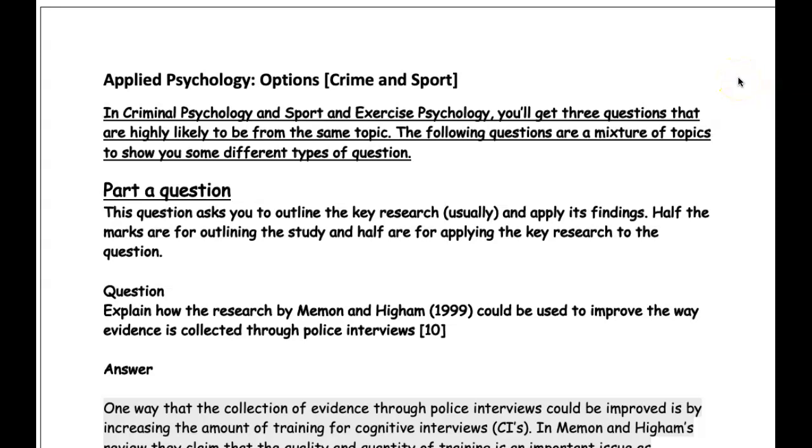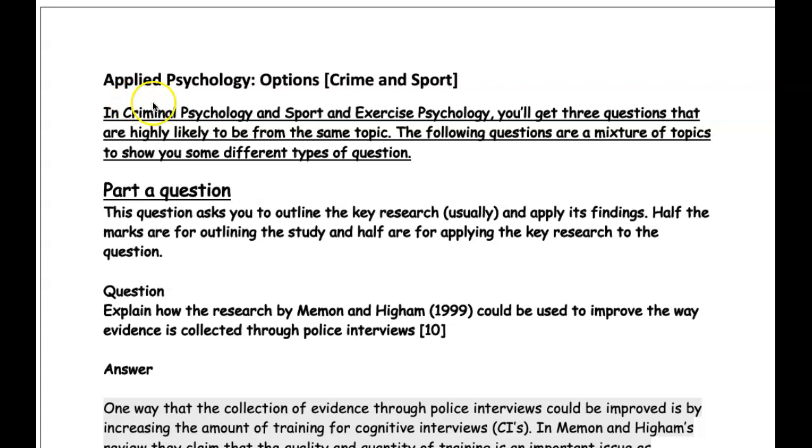Hello, this is a quick run through of Part A, Part B and Part C questions for the options in psychology for OCR A level. I'm going to be kind of mixing and matching here a bit because it's the same skills throughout, whether it's crime or sport you're looking at.